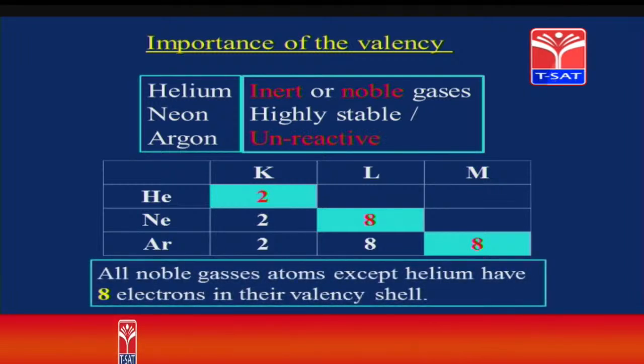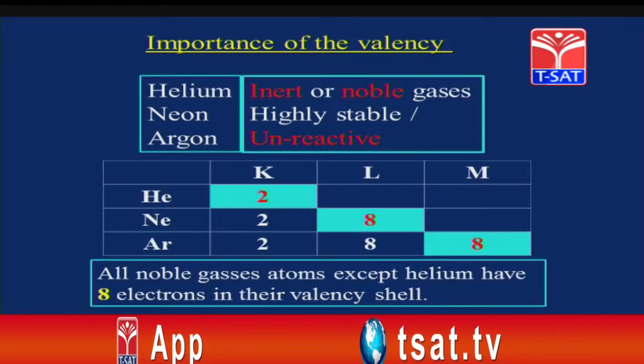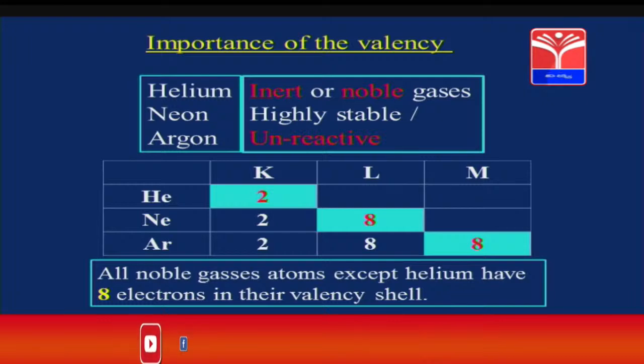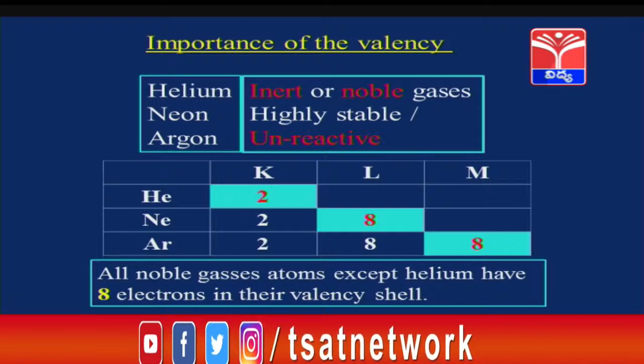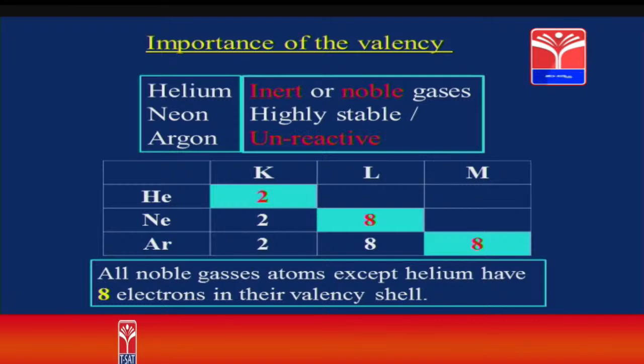All noble gases except helium have 8 electrons in their valence shell. Because of these 8 electrons in their valence shell, their combining capacity becomes 0. That means these gases are inert and highly stable.